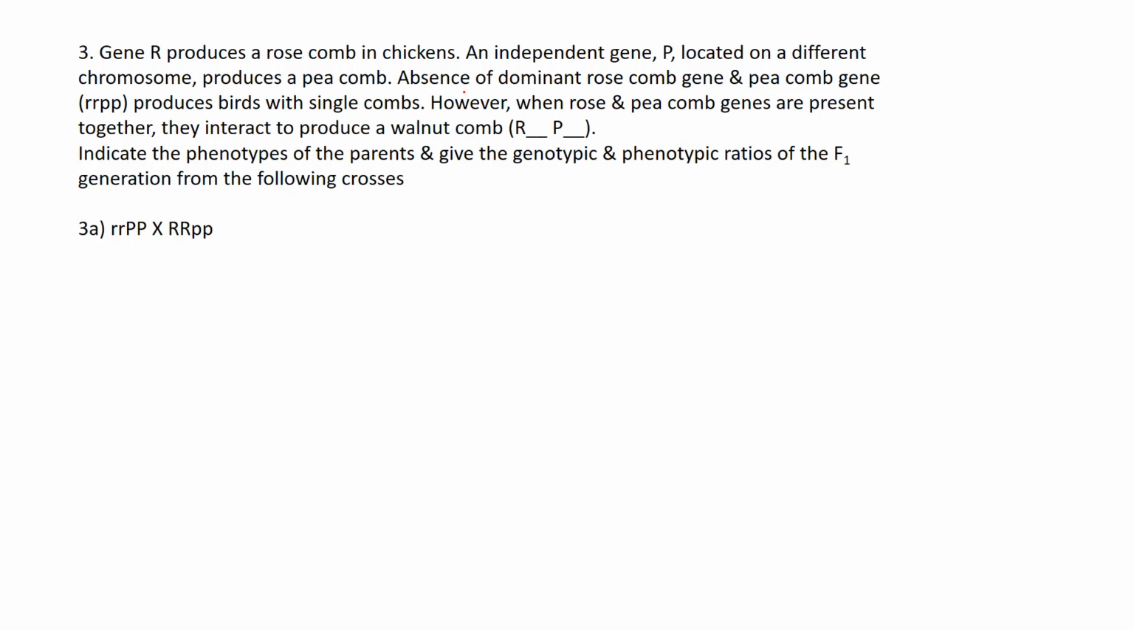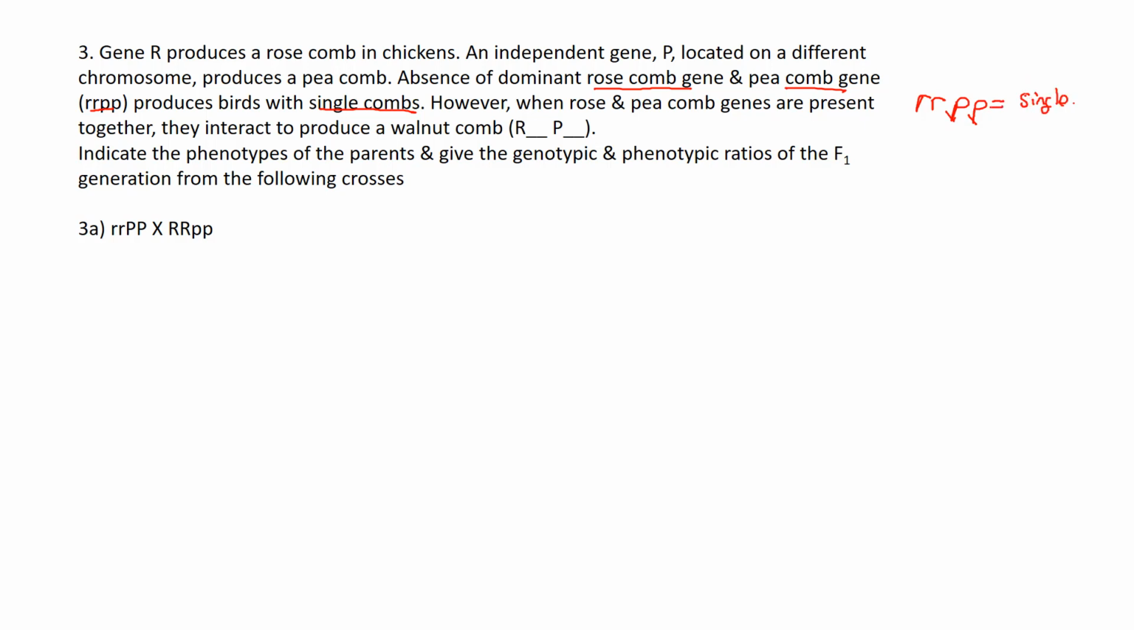They've said that in absence of a dominant rose comb and a pea comb, little r, little p will produce what's called a single comb. A comb is that thing on top of a rooster's head there. So let's start with that, because they've basically given us that genotype. If I have little r, little p, I'm going to put a little hook on my little p so I don't get that mixed up with a big P. That's going to be single.